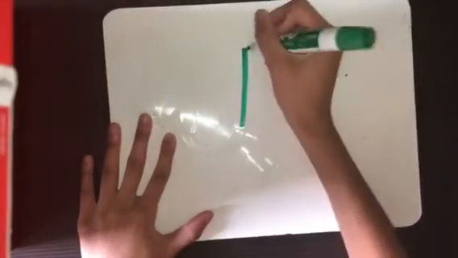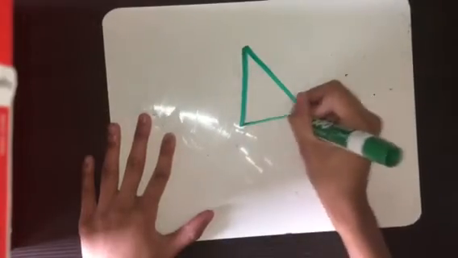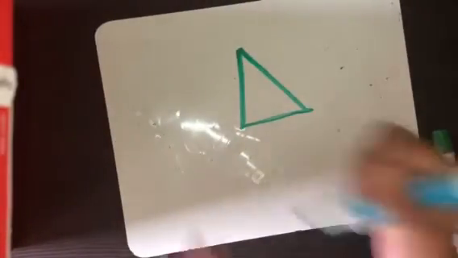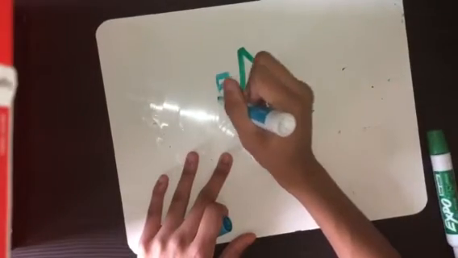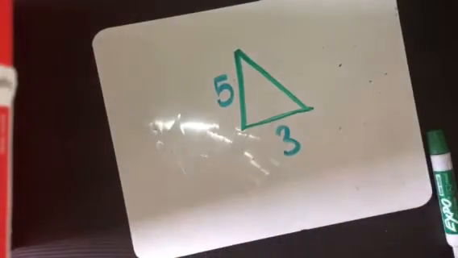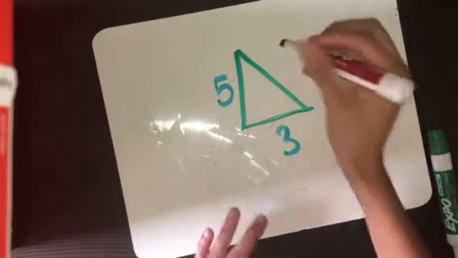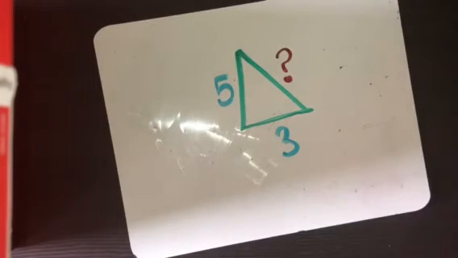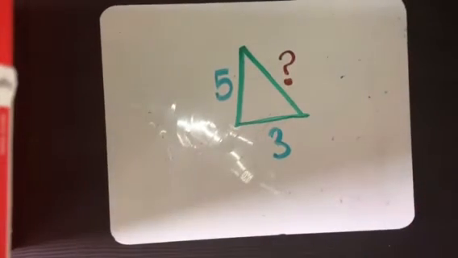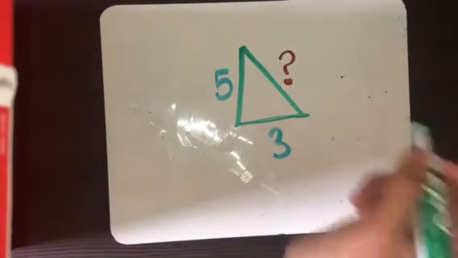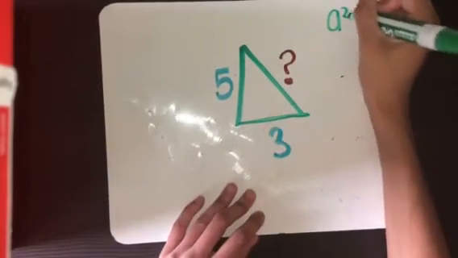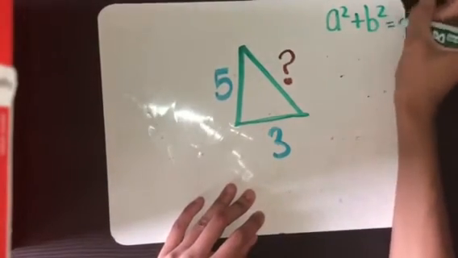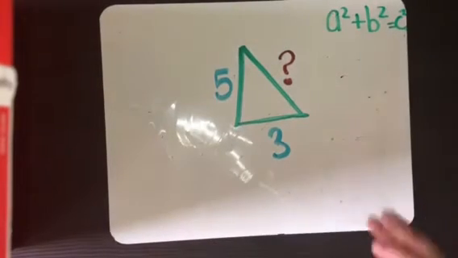All right, so let's draw a triangle, all right? All right, so let's say we know that this side length is 5 and this side length is 3. We want to know, what is C? What is our hypotenuse? What is the length of our hypotenuse? So whenever you see a right triangle like this and you're solving for the missing side, you always want to start with the Pythagorean theorem, all right? So you know that our formula is a squared plus b squared equals c squared, right? So let's figure out, what do we know?